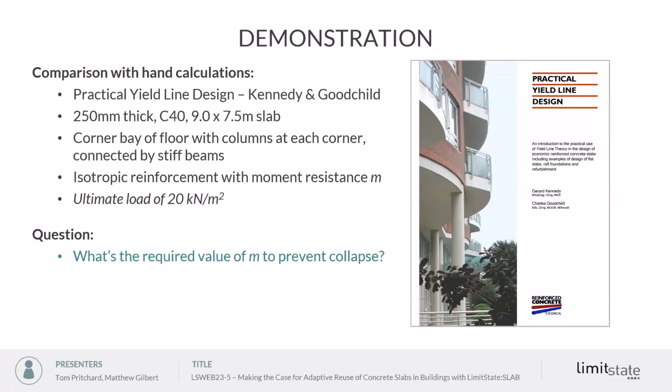So the problem that we're going to be looking at is a rectangular corner bay of an above ground floor slab with stiff beams around the perimeter and with a 250 mm thick C40 concrete slab with isotropic reinforcement. We know that it has a moment resistance of M and an ultimate load on that slab of 20 kilonewtons per meter squared. And the question that we're asking here is, what's the required value of M in order to prevent collapse? So it's a pretty straightforward design question.